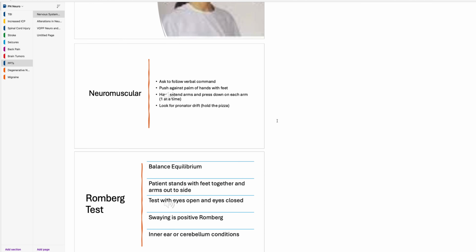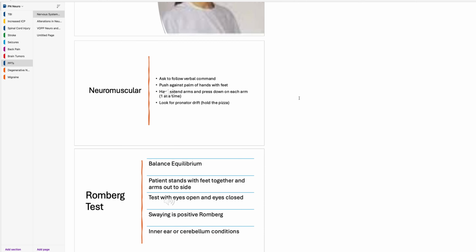So a neuromuscular exam also would contain the client's ability to follow verbal command. You ask them to push the palm of the hands with their feet, and they can extend their arms and press down on each arm one at a time if you want to test their strength. And then look for pronator drift. Typically, they'll do this if they think somebody is coming in with a stroke, right? So hold your arms up like you're holding a pizza, and then pronate or drift. One of them is going to fall down. Okay, so it's going to drift down.